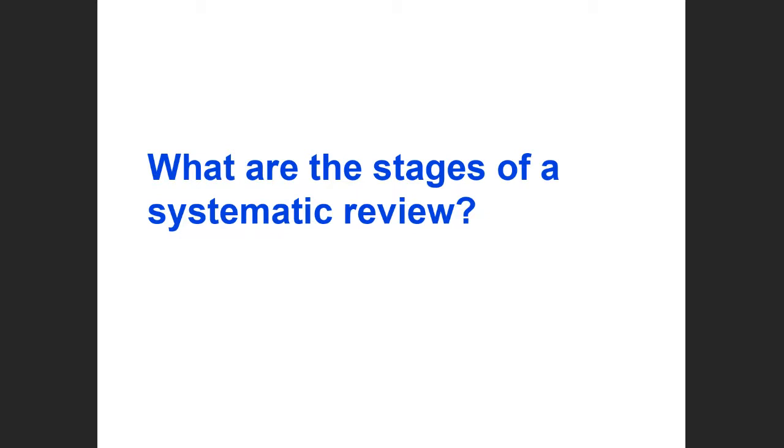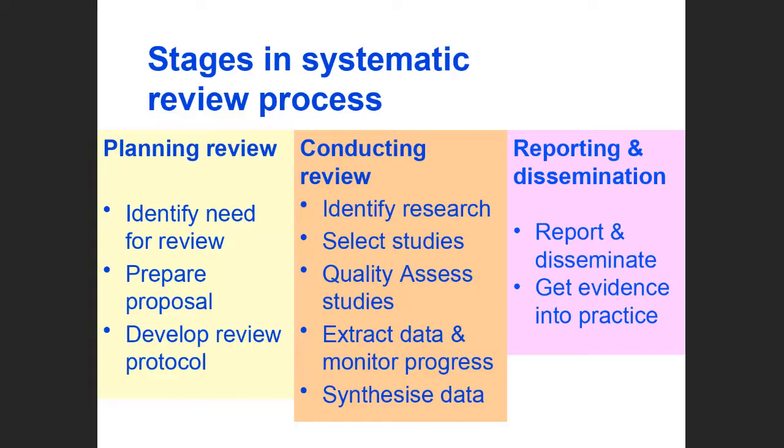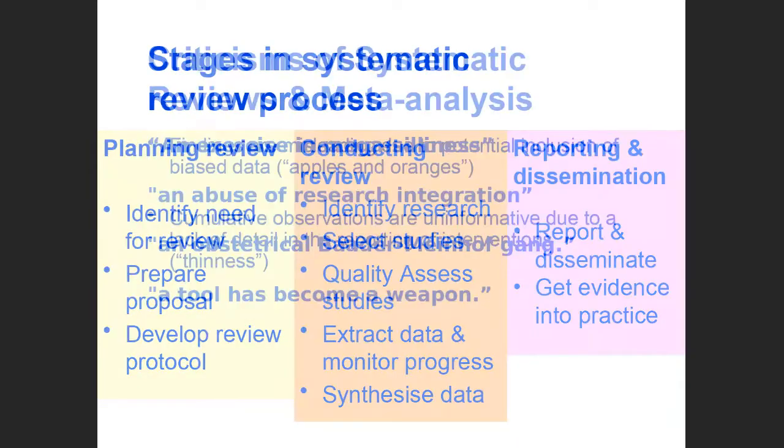So to conclude, what are the stages of a systematic review? Well, they fall into three stages. There's the planning of the review, which is signaled by the development of a review protocol, and this involves identifying a need for a review and preparing the proposal. Conducting the review, which is about finding the studies, selecting the studies, assessing them for quality and synthesizing the data, and then reporting and disseminating the review with a view to getting the evidence into practice.